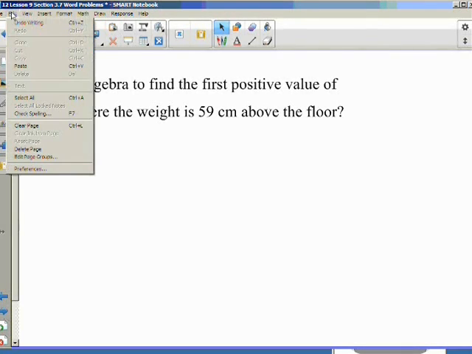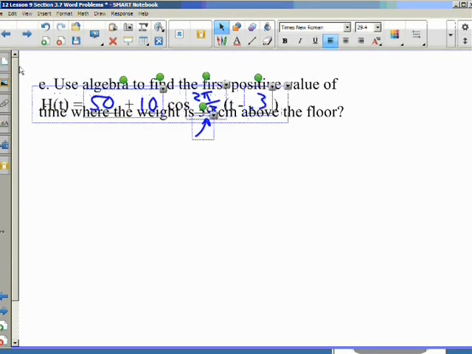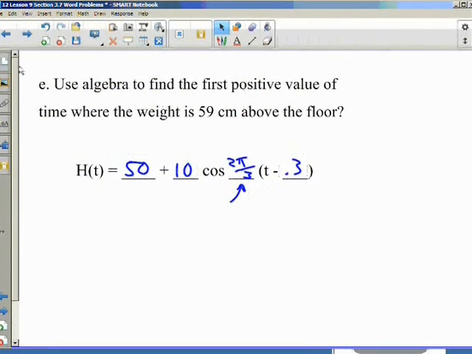Now it's going to be a little more algebraic. Now we want to know when this height equals 59. So we're going to have to undo. This gets a little more challenging, but math we've done before.